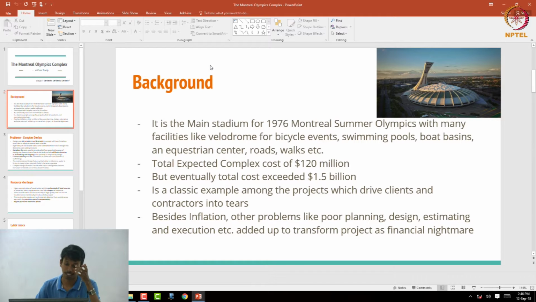And the total expected cost of the entire Olympic complex was 120 million, but it ran over to 1.5 billion, which is nearly 10 to 15 times the expected cost. And there are many reasons for this spillover of cost. Besides inflation, there are other problems like design problems, planning problems, estimation problems, etc. So now we are going to look at each and every problem in detail.